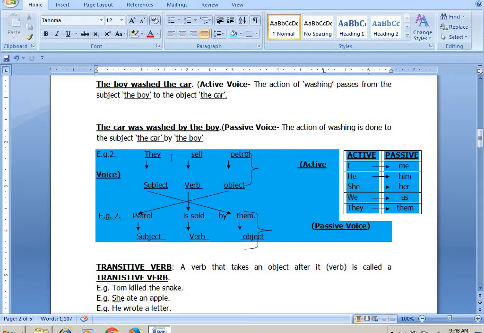Look over here. I have highlighted it. Why did I highlight it, students? For you to know that this part which I am teaching you right now is important, and you need to pay attention. It is important, but it is not difficult.